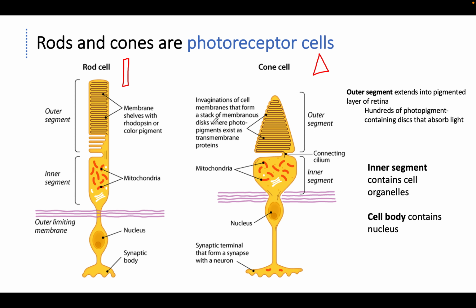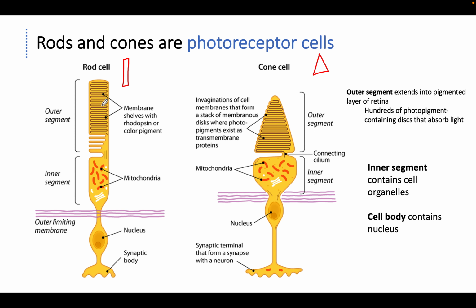They're both composed of what's called an outer and an inner segment. They both have a nucleus, so they have a cell body, and they both have kind of a synaptic terminal, okay, which forms a synapse, which forms a connection with our bipolar cells.